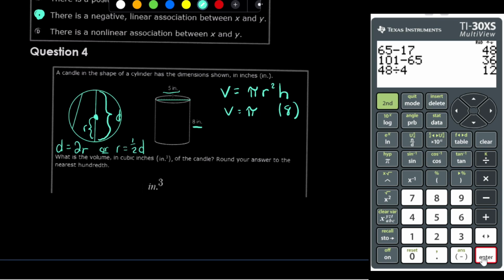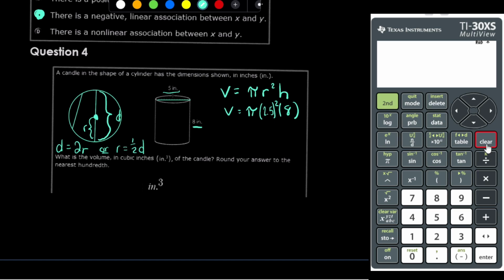So that means that that is the diameter. If the line goes all the way across the circle, it is the diameter. So you have to have it. What is half of 5? Well, let's do 5 divided by 2. And you get 2.5. Perfect. Okay?